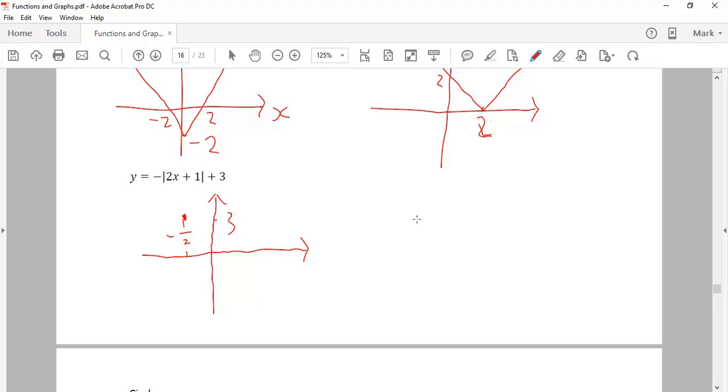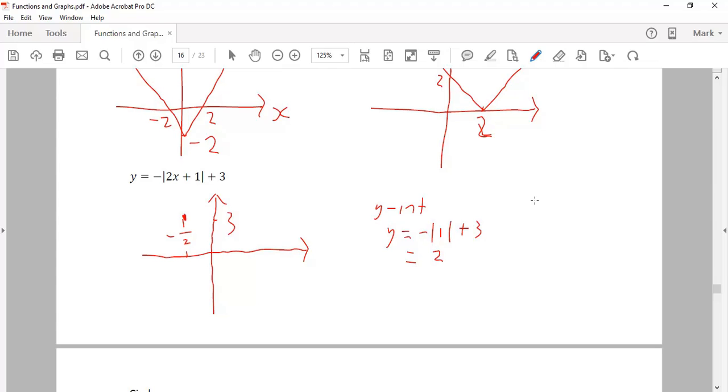So let's find the intercepts. The y-intercept is when x equals 0. So y equals negative absolute value of 1 plus 3. That gives us -1 plus 3, which is just 2.